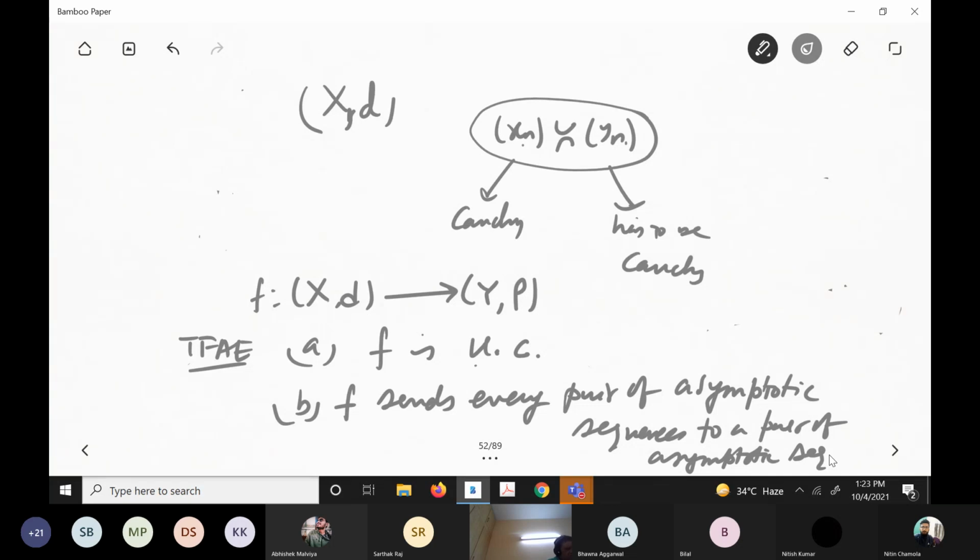So if it is not asymptotic, then it is not uniformly continuous. That's why I was giving the proof of the sequential characterization. Here, A implies B, and B implies A. You will of course be using the axiom of choice, but the proof is similar to what I did when giving the sequential characterization of continuity. You should look at that. Otherwise, next time I will discuss it, but basically the same technique will work.